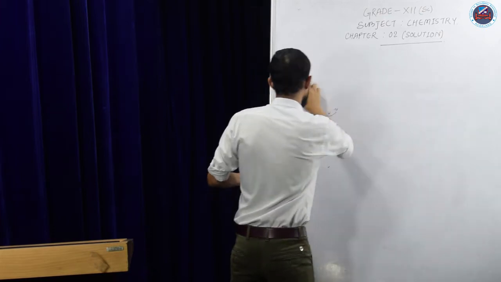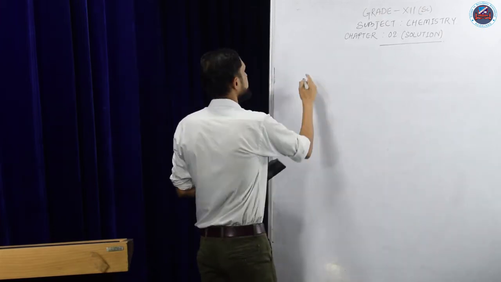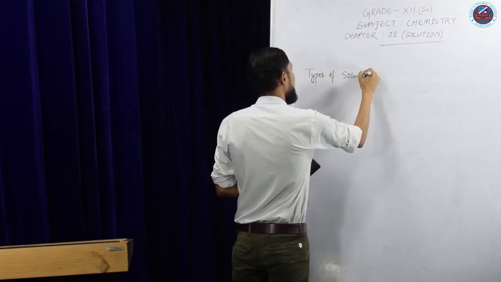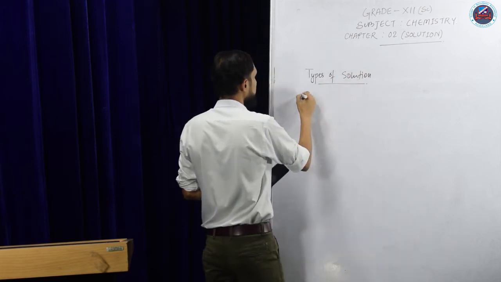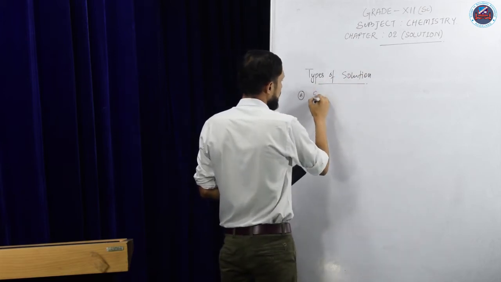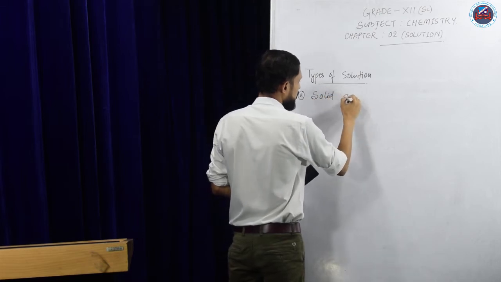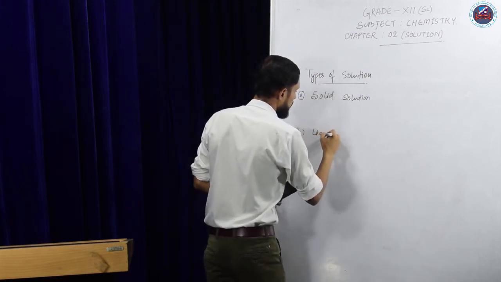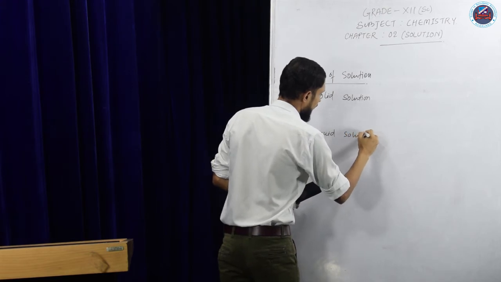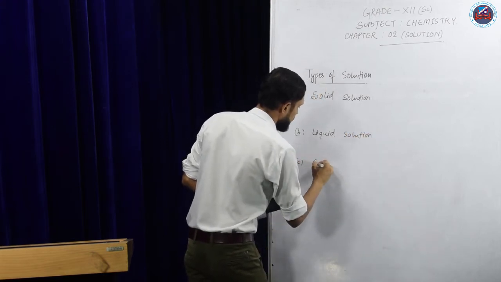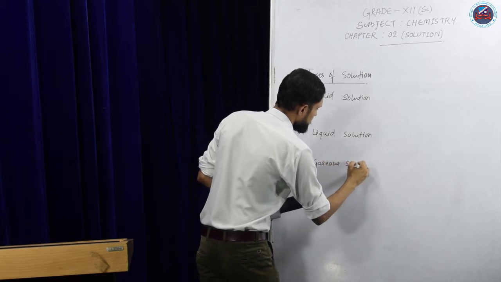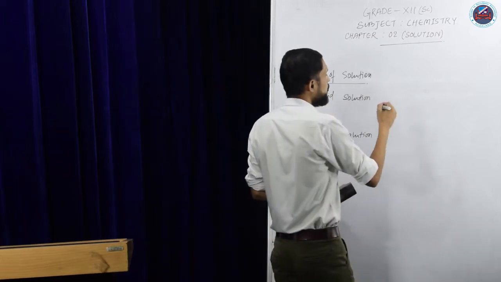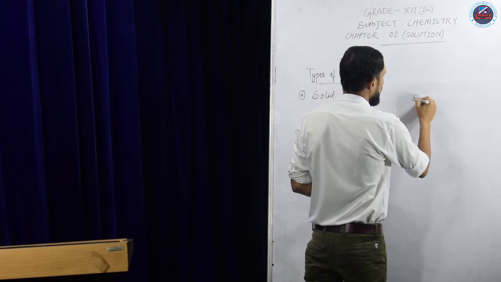Next, let us see the types of solution. So based on the physical state of solvent, they are classified as solid solution, liquid solution, and gaseous solution. So this classification is based on the physical state of the solvent.